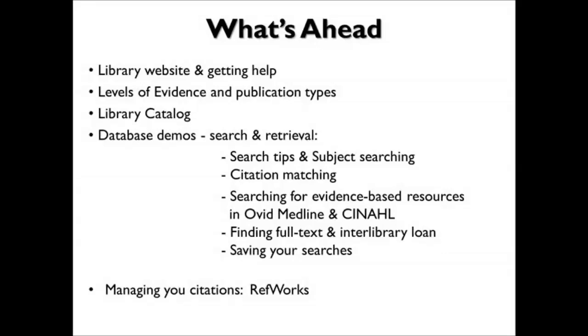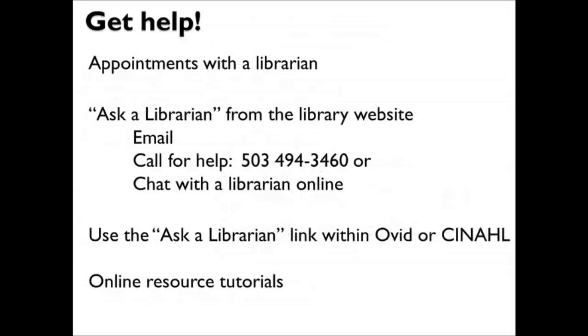Today we'll look at the library website and ways to get help. We'll talk about levels of evidence and publication types. I'll do a quick overview of what's in the library catalog, but we'll spend most of our time with database demonstrations. So I'm going to show you how to use subject headings to search in the Ovid, Medline, and CINAHL databases, how to find full text, how to make an interlibrary loan request. I'll mention saving your searches and then managing your citations using RefWorks, which is our bibliographic citation management software.